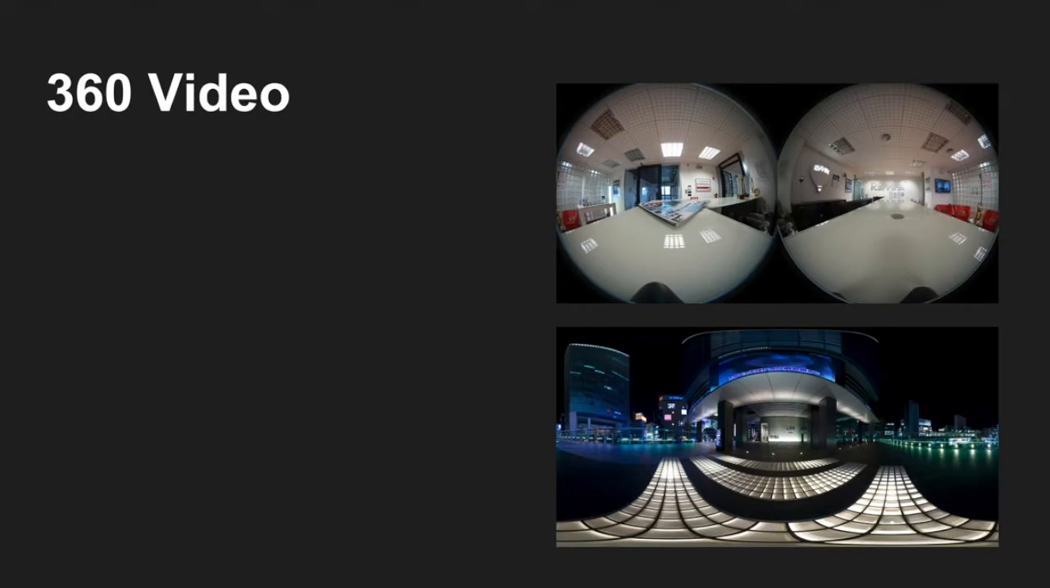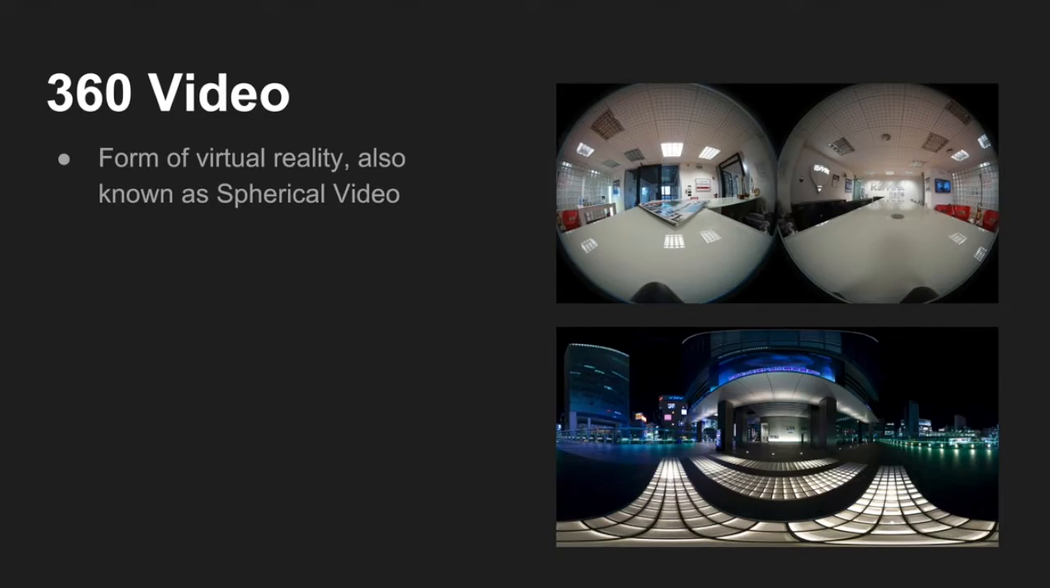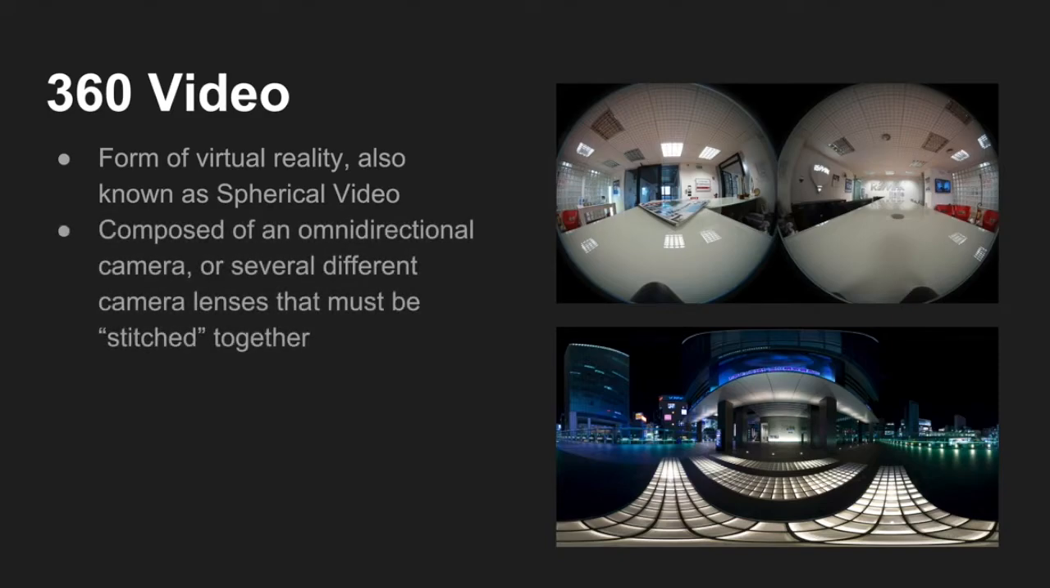And basically 360 video is a form of virtual reality, and it's also known as spherical video. So it's composed of an omnidirectional camera or several different camera lenses that must be stitched together. In some cases there are just two camera lenses, as you can see in the top example, and on the cameras that you're going to use when you get here to experiment with, there will be two cameras on the Samsung Gear 360 that we'll have for you.